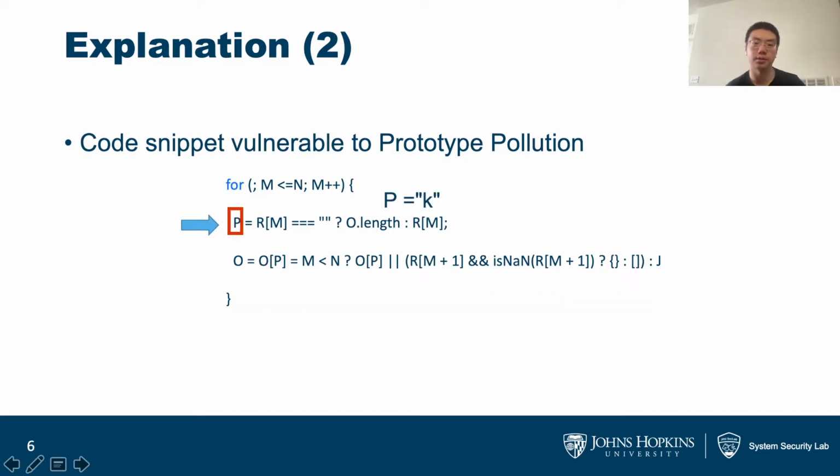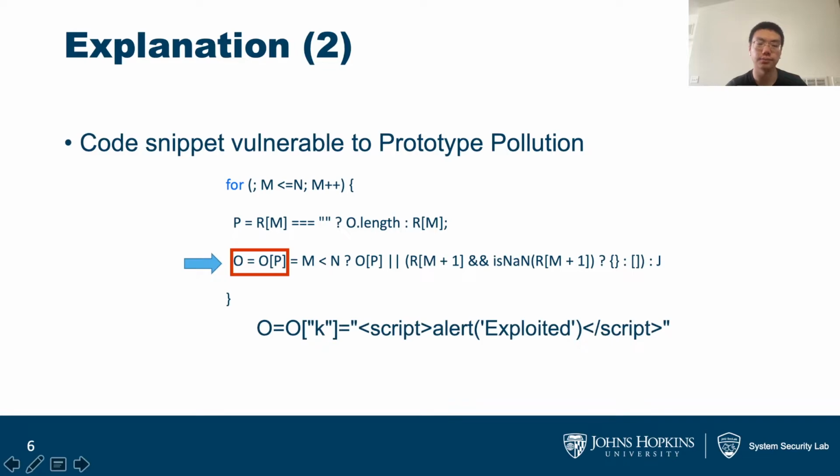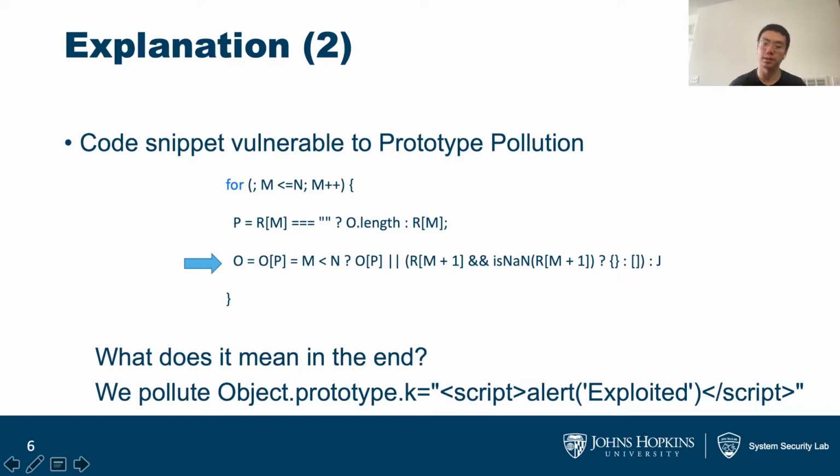In the second iteration, p will be set as a key value k. Then after it, o equals o[p] equals j will be executed. This time, o[k], which is Object.prototype.k, equals the malicious code injected by the adversary. What does it mean in the end? We successfully pollute the prototype in JavaScript, which is Object.prototype.k equals script alert exploited script. This is how prototype pollution happens.